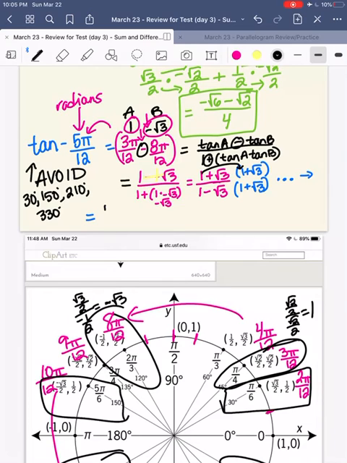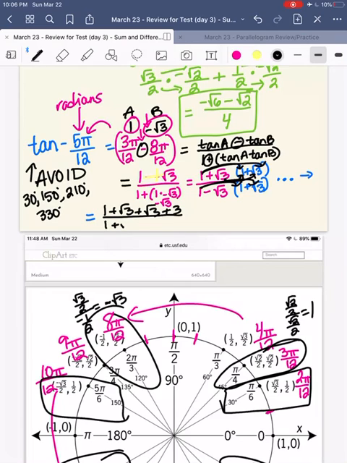Let me get pink again. Well, black might be good. All right, so 1 times 1 is 1. 1 times √3 is √3. √3 times 1 is √3. And a √3 times a √3 is plain 3. Okay? Because it would be √9, which the square root of 9 is 3.